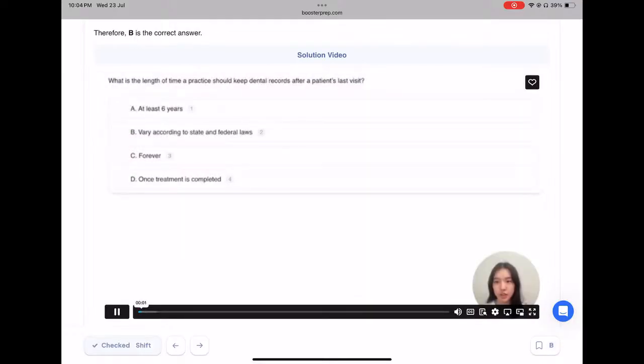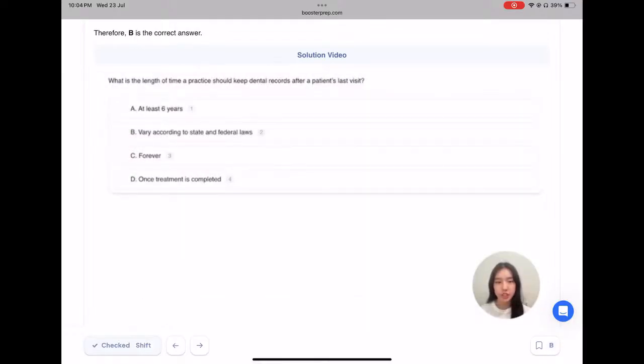What is the length of time a practice should keep dental records after a patient's last visit? So in this question here, we are talking about what is known as record retention, which is, like the question states, how long a practice needs to keep a patient's dental records after the last visit. In some states, this time may vary depending on whether the patient is a minor or an adult. In fact, the length of time in general will depend on the state and federal laws, so this makes B the correct answer.